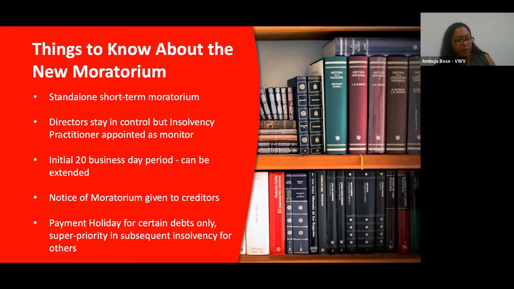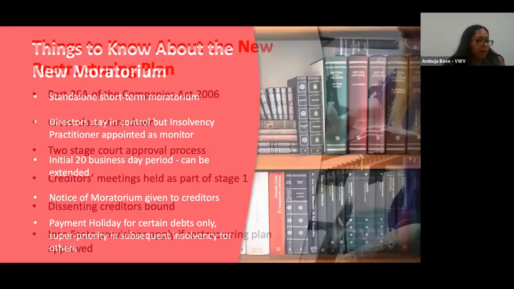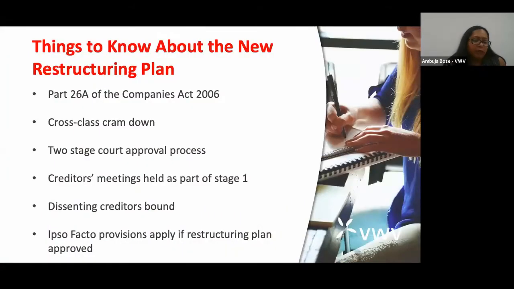Moving on to the new restructuring plan. The new restructuring plan has been introduced by a new Part 26A of the Companies Act. The most high profile example of this being used since CIGA's come into force is by Virgin Atlantic, who have recently had their restructuring plan approved.